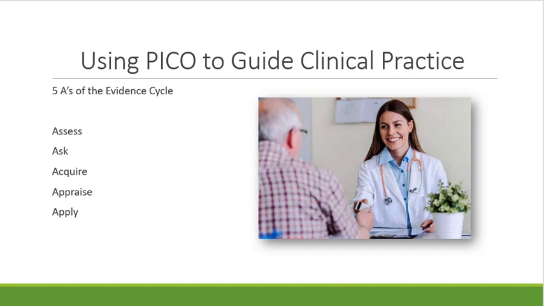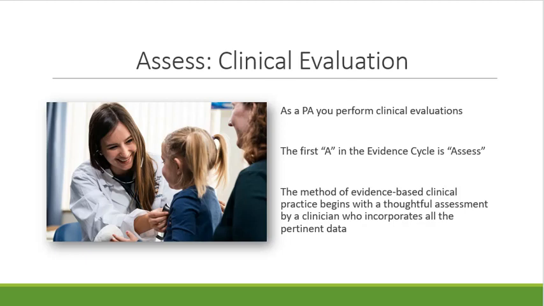So let's take a look at using the PICO to help guide clinical practice. One way it's been described is to use the evidence cycle, or the 5 A's of the evidence cycle: assess, ask, acquire, appraise, and apply. The first A is assessing. The method of evidence-based clinical practice begins with your thoughtful assessment. You're collecting all that information on a patient.